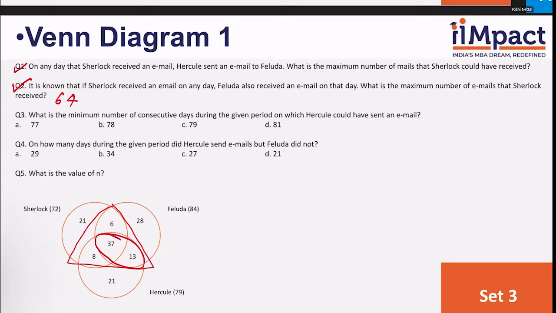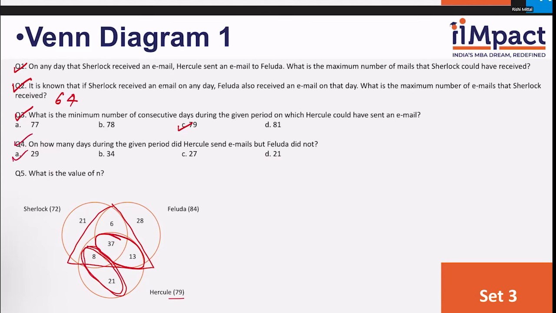Question number 3. What is the minimum number of consecutive days during the given period on which Hercule could have sent an email? There is no constraint. 79 are there. We have no constraint about consecutiveness and spacing them out. It's just 79. Simple. Question 4: On how many days during the given period did Hercule send emails but Feluda did not? So Hercule sent, Feluda did not. Right? So this is the part. We all know the basics of Venn diagrams: within the circle of Hercule, outside the circle of Feluda, that will be my answer. 29. Okay.